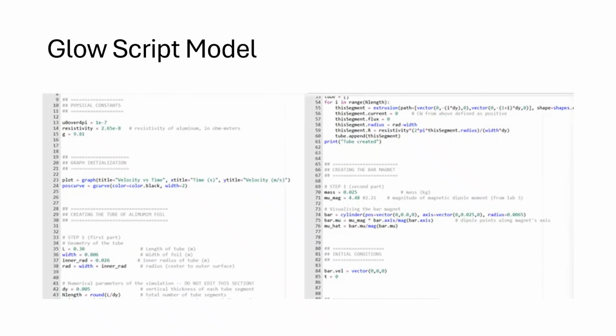The glow strip model. The model constructs the tube out of many ring segments. The magnet acts as a dipole. There's a loop that updates position using Newton's second law, and there's also a velocity versus time graph, which we'll see in a second. The simulation also colors each ring depending on the direction and magnitude of induced current. The red and the blue show opposite current directions. The model predicts a fall time of 0.815 seconds, noticeably shorter than the real value.